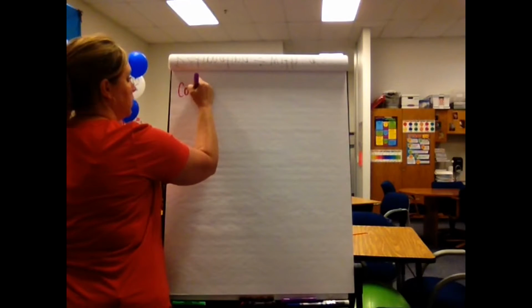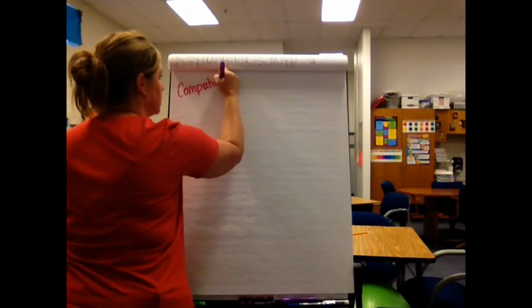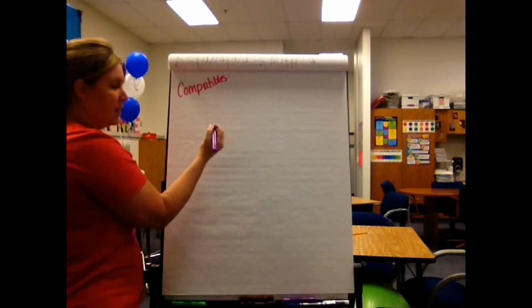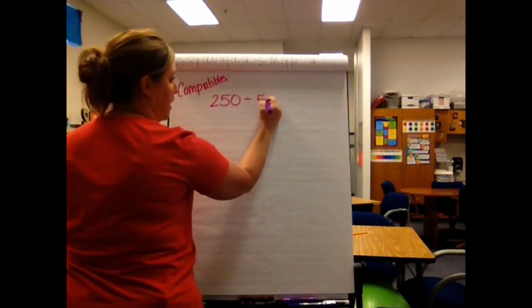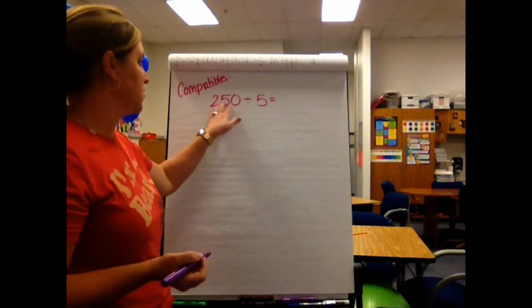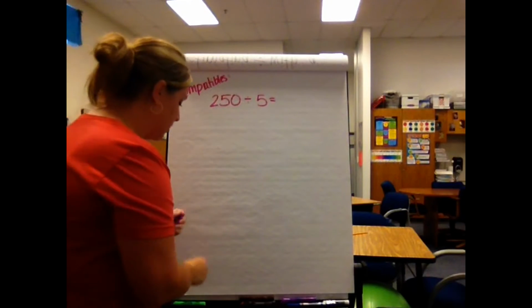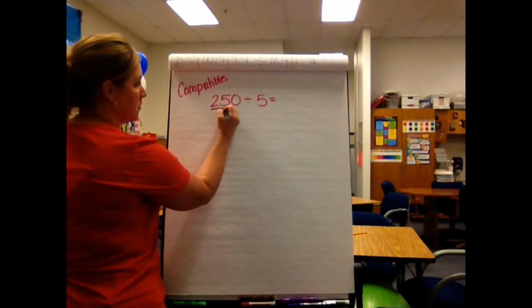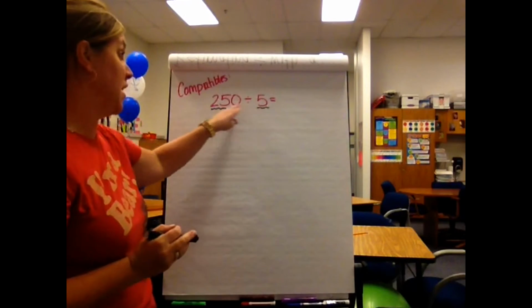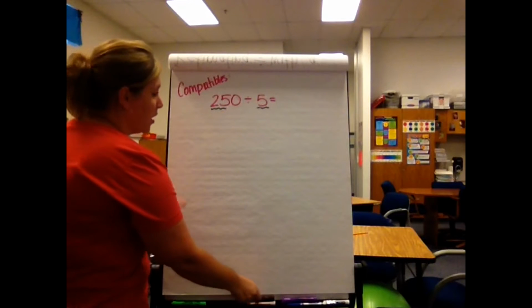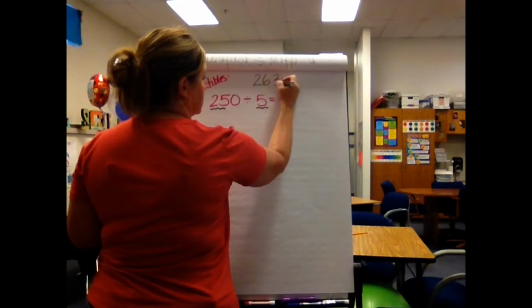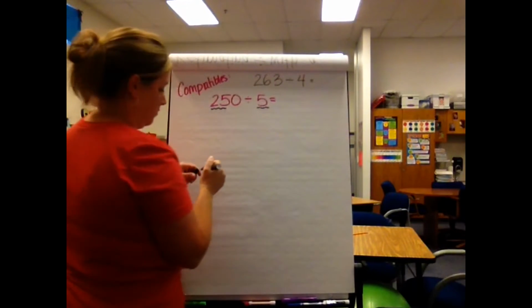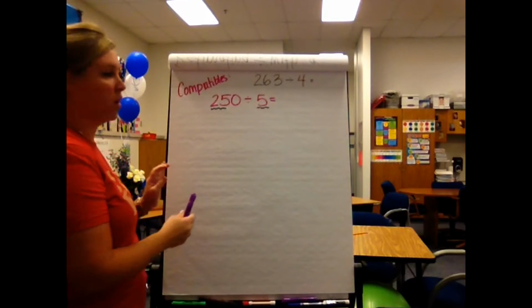This is an example of compatibles. Let's look at 250 divided by 5. I can tell you why 250 divided by 5 is compatible: 25 and 5. We know that 5 times 5 is 25. Let me take a step back. Let's say that the problem was 263 divided by 4.